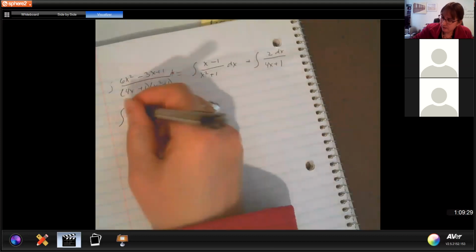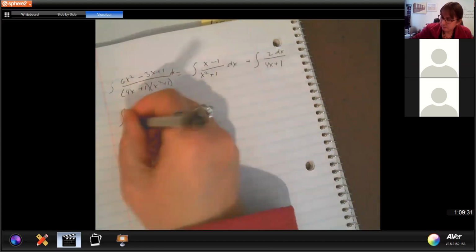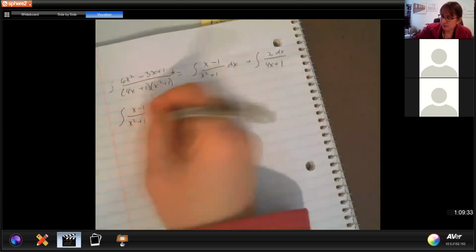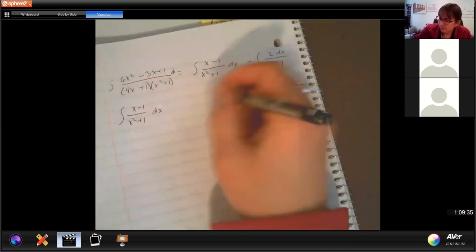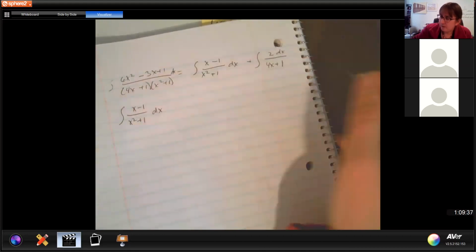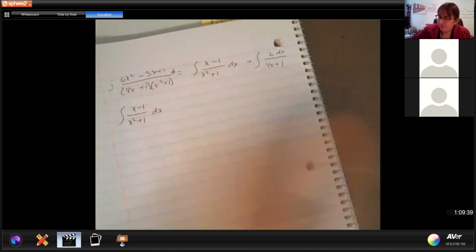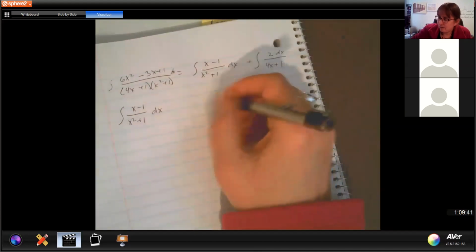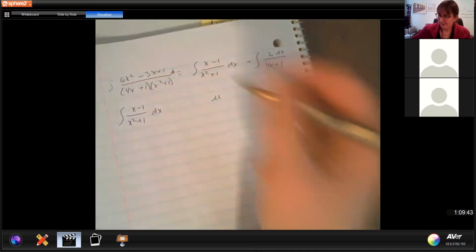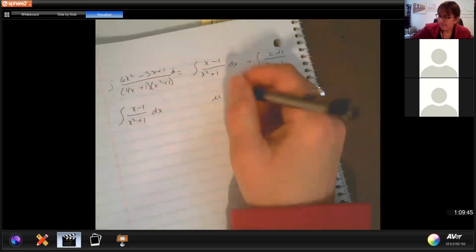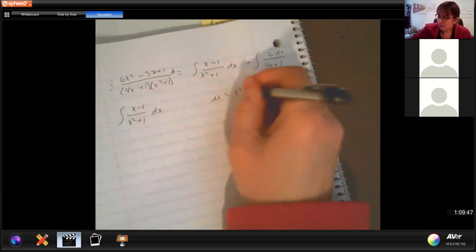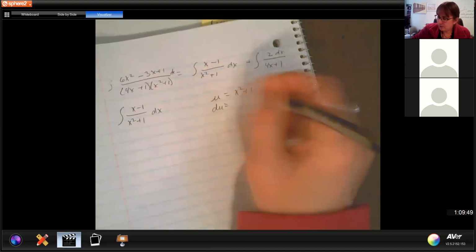So we need (x minus 1) over (x squared plus 1). I'm just going to do one of them first, and then I'll do the other one and add them together because I don't have space to do it all. So if u equaled x squared plus 1, du equals 2x.